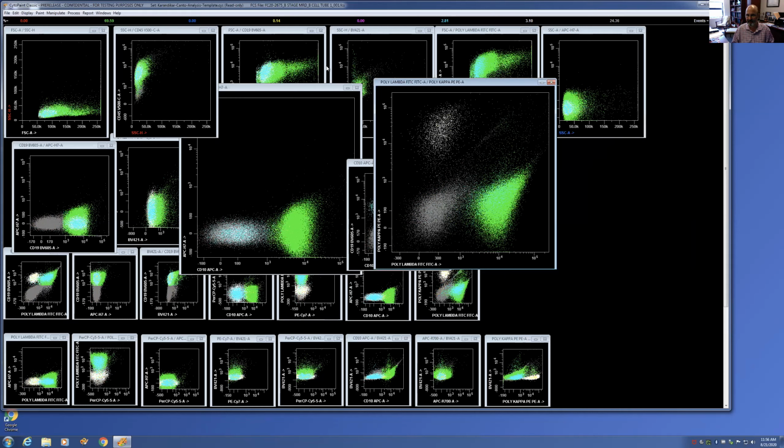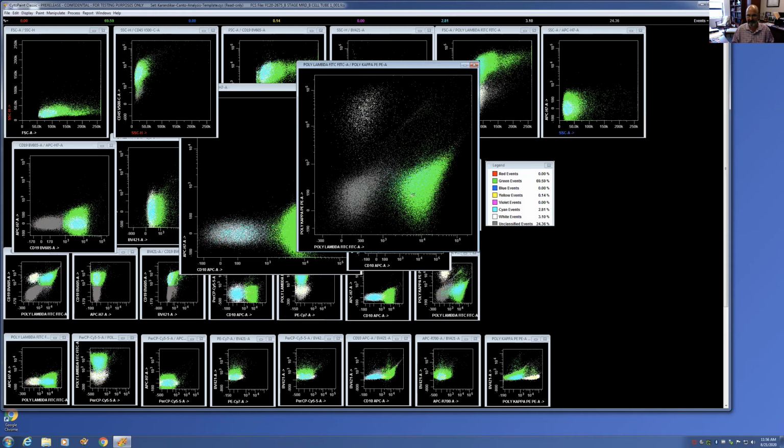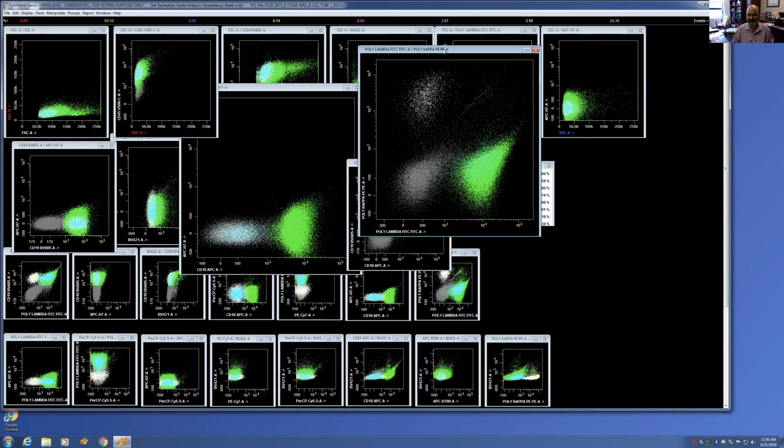And so now I'm looking for a white to cyan ratio, blue. And you can see 3.1 to 2.8. So no problem with these CD10 negative B cells. They are polytypic in nature. And now we can hone in on our green population.